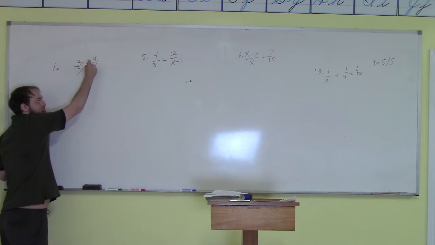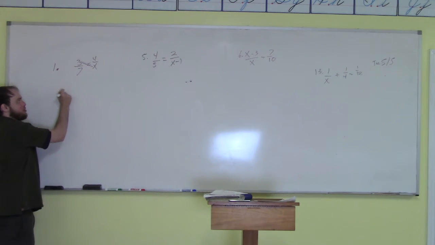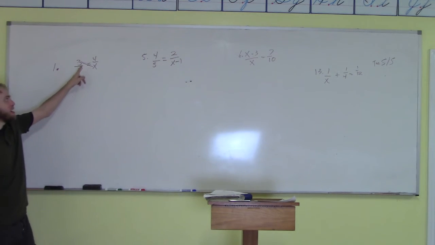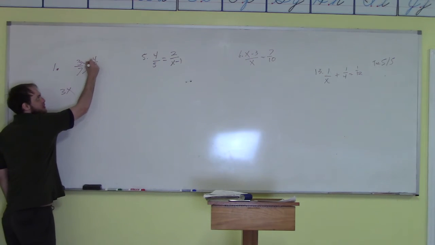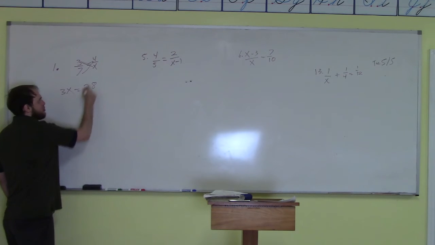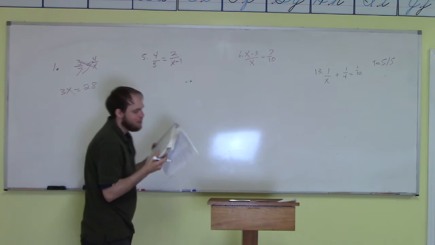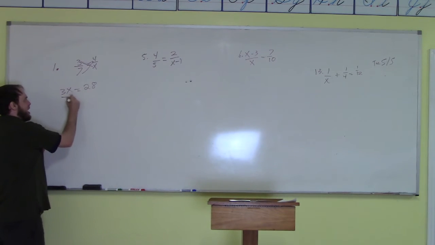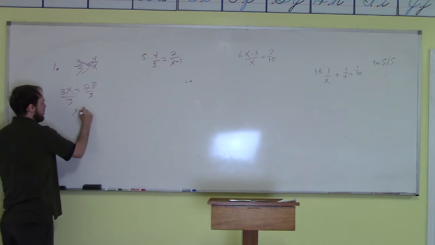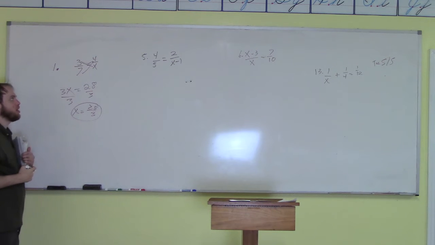I'm going to multiply the 3 times the x going down like that, so 3 times x is 3x. Then 7 times the 4, multiplying back up, is equal to 28. So I have 3x equals 28. Then I'm going to divide both sides by 3, and that gives me x equals 28 over 3, and I'm done. So again, if the pattern sets up to where you have a fraction on the left equals a fraction on the right, you're just going to cross multiply and solve.